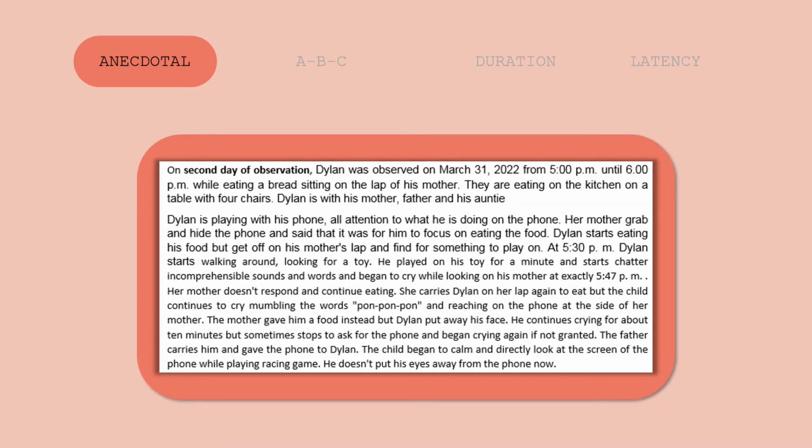On second day of observation, I observed Dylan on same time, 5 to 6 p.m., March 31, 2022, but different settings. We are in the kitchen with a table and 4 chairs. Dylan is sitting on his mother's lap while playing on his phone, and we are with his father, aunt, and mother. The mother put the phone away so Dylan can eat.